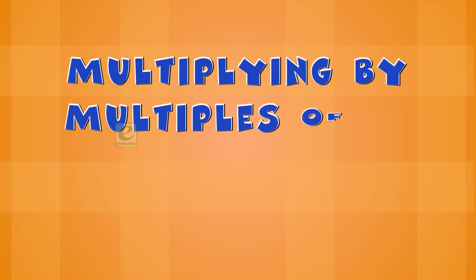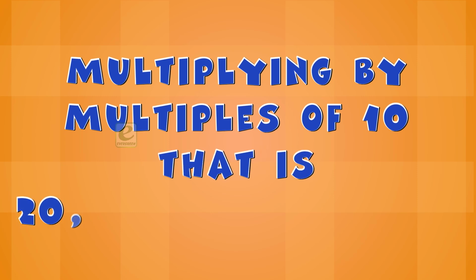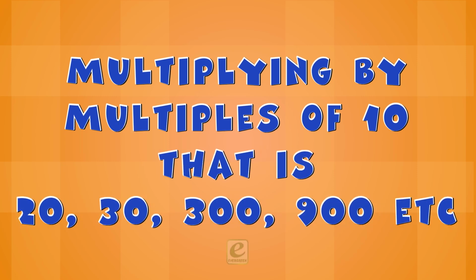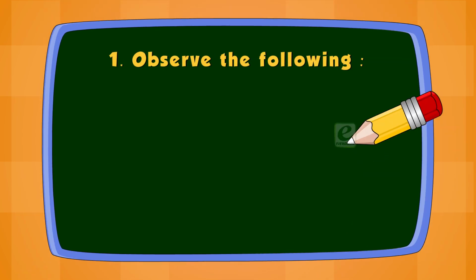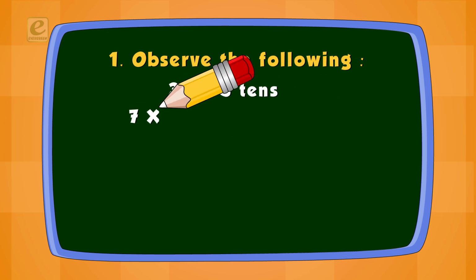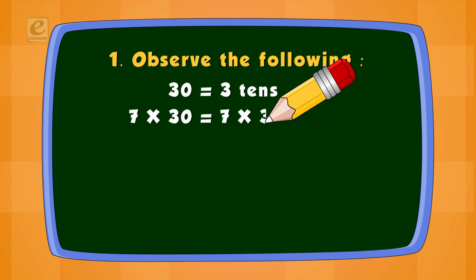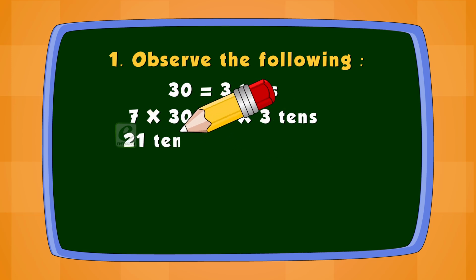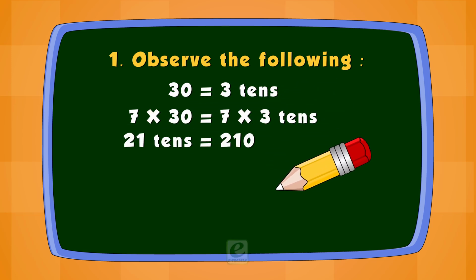Multiplying by multiples of 10, that is 20, 30, 300, 900, etc. Let's observe the following. 30 can also be written as 3 tens. 7 multiplied by 30 is equal to 7 multiplied by 3 tens. So we will get 21 tens or 210.